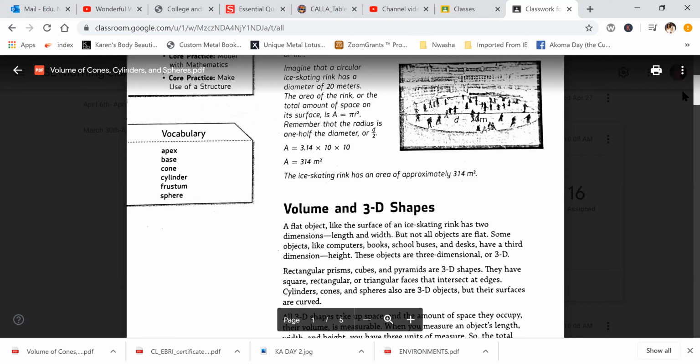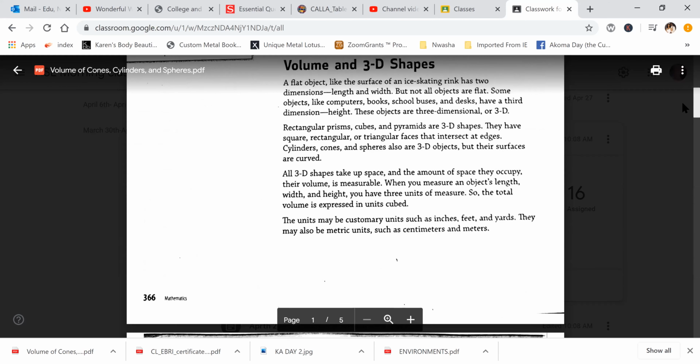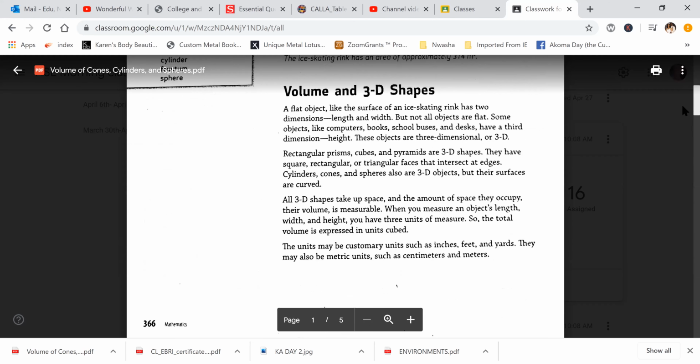So now we're into volume, and this is just volume. The reason why I've uploaded this chapter is because it focuses on volume separately from surface area, and going back and forth can be a lot of formulas at once. So we're just going to take a look at volume today and then go back to looking at surface area and volume tomorrow.